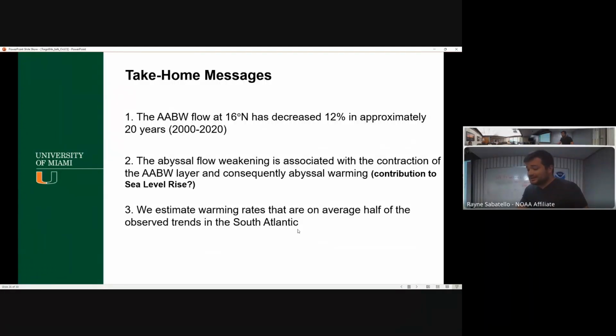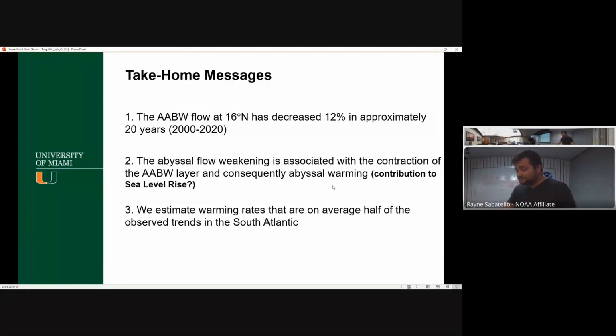The second take-home message here is that the abyssal flow weakening is associated with the contraction of Antarctic bottom water layer, and consequently abyssal warming, right? Heaving of the isopycnal contraction of that layer is forcing the warming, where we have most of the Antarctic bottom water, and that is forcing the vertical geostrophic shear, and consequently the transport of Antarctic bottom water flow. All right, and it seems to have a contribution to sea level rise in the North Atlantic. I put an interrogation mark here due to the uncertainties, right? Remember, those are rough estimates.